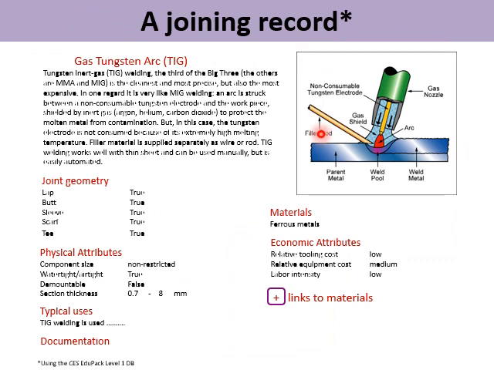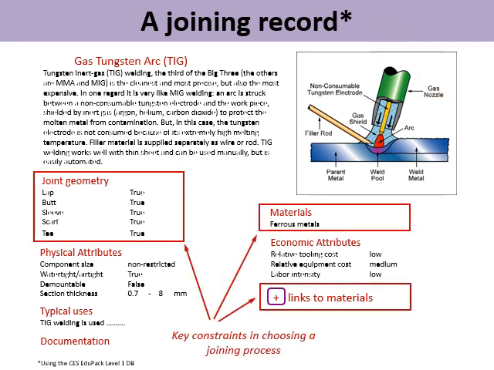This frame shows data for a joining process. The attributes are those that engineers use to select a joining process. They differ in many ways, and not unexpectedly, from those for shaping. Some attributes, material, size, and general economic information are common to all processes, but the rest, the geometry of the joint and the ability to join similar materials or allow the assembly, etc., are specific to joining. The key constraints when selecting a joining process are the materials to be joined and the joint geometry.